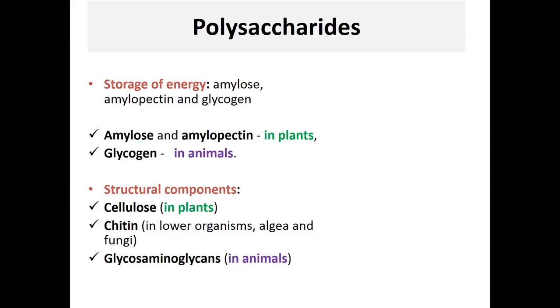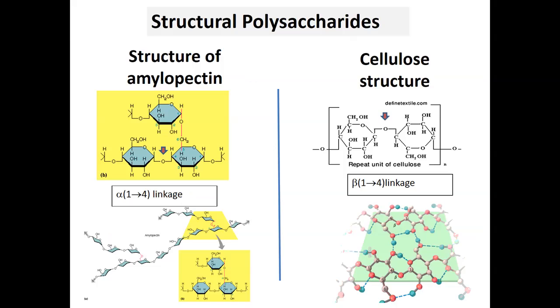But cellulose, also another polymer, you find this in plants, and chitin in lower organisms, so fungi. And glycosaminoglycans, you find these in animals, as I mentioned, in connective tissues and so forth. So those are polysaccharides. I brought these two to give you an idea.